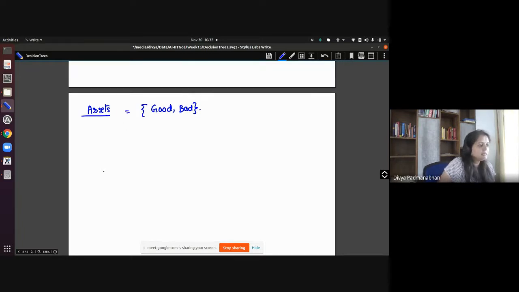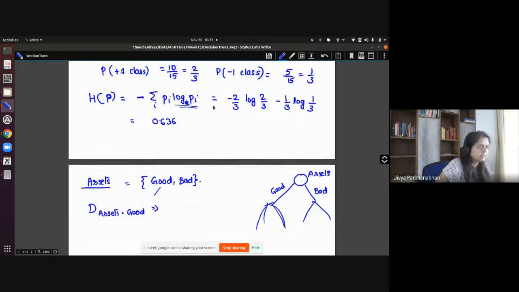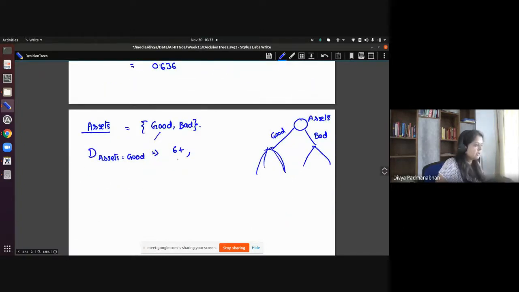Now, based on these values, the training set gets divided. If you use assets at the root of the decision tree, if it is good, you're going to go into one branch, and if it is bad, you're going to go into another branch. Let me look at the branch where assets is good and see the distribution there. We took 10 plus and 5 minus in total. So maybe we have 6 in the plus class and 2 in the negative class. There are a total of 8 examples which come into this part of the tree, and out of them 6 are positive and 2 are negative.